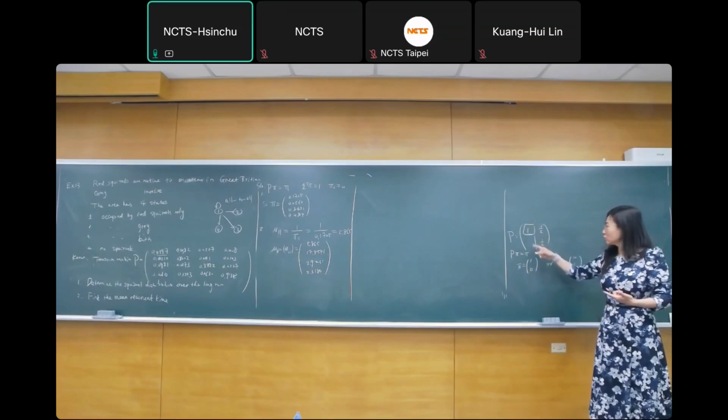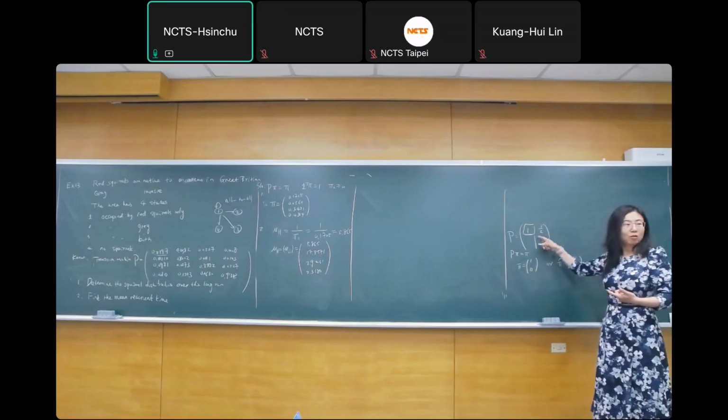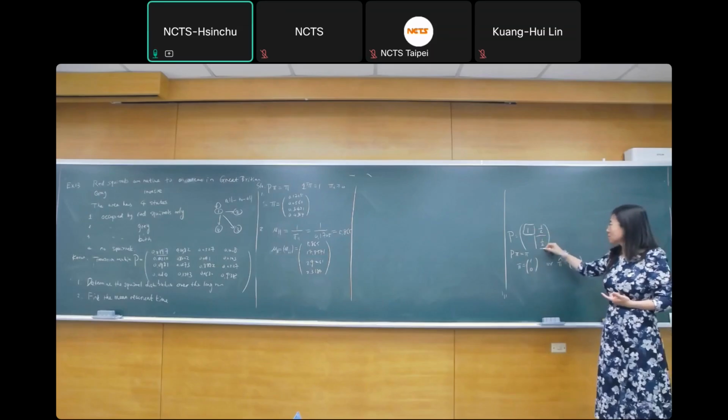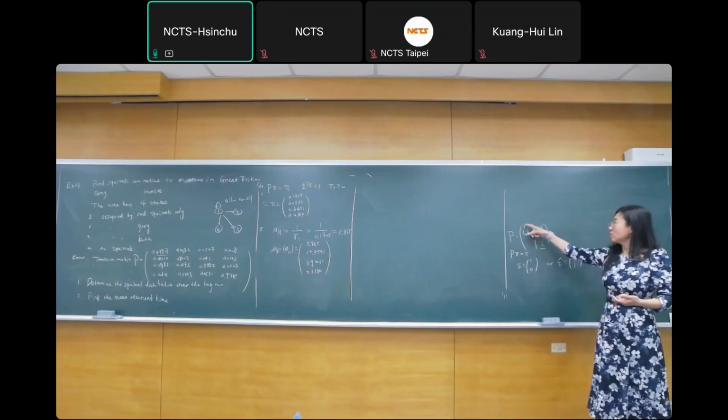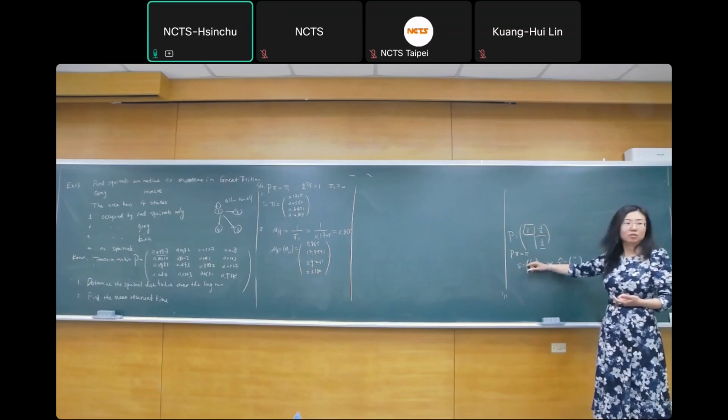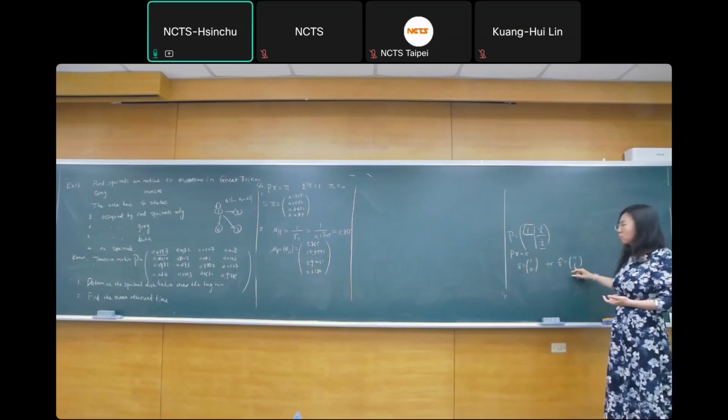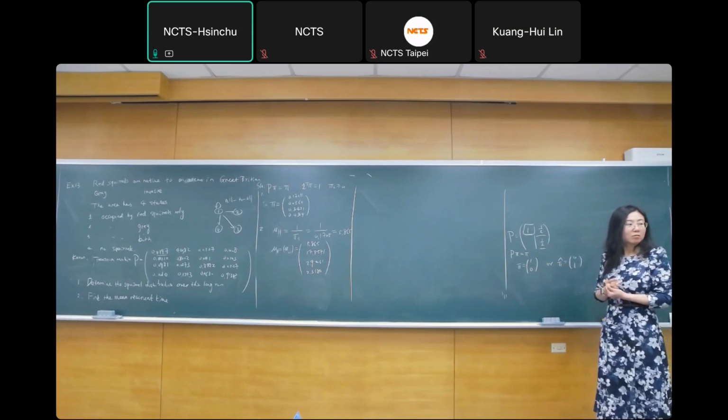Because for each irreducible block, I can take 0 for the rest of the blocks. Suppose this is the second block. And you can find this one for the first block, and you can find that one for the second block. You can take anything you want. So irreducibility is necessary.